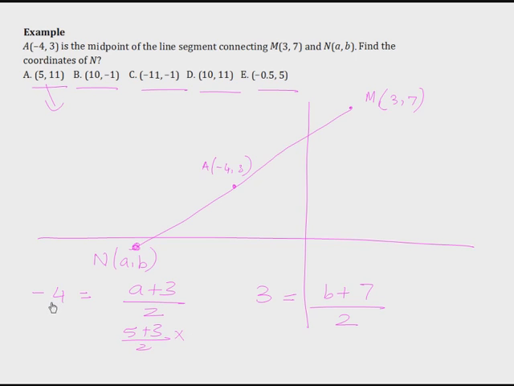So now since I want a negative answer, I know a should be negative. So let me try C, minus 11. That's the only reasonable negative answer. So minus 11 plus 3 by 2 does give me minus 4. So it works. So C must be the answer. How do I know C is the answer without checking the y coordinate? Because C is the only one with a minus 11. So it has to be the answer.